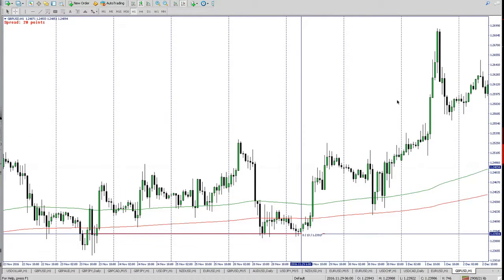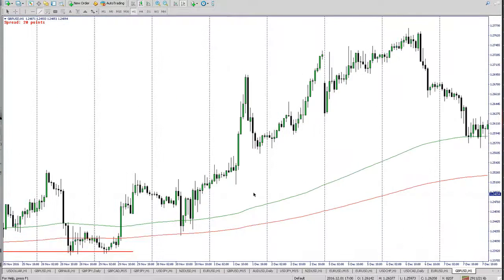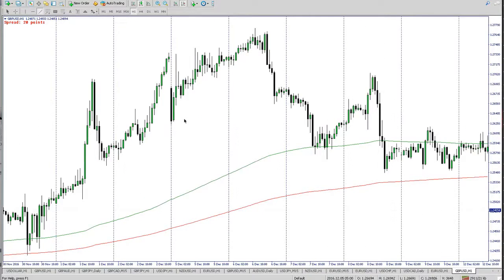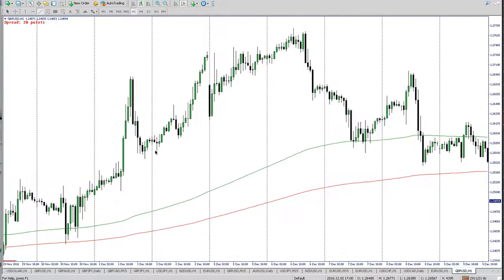And these are big moves, guys, like 200-odd pips because we're on the hour. And we're not going to be selling because the EMAs, the green is over the red. See how powerful this is, guys? How powerful and simple it is.